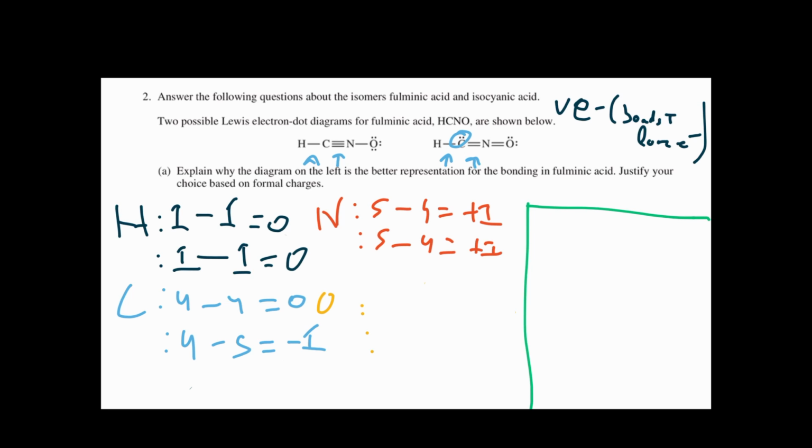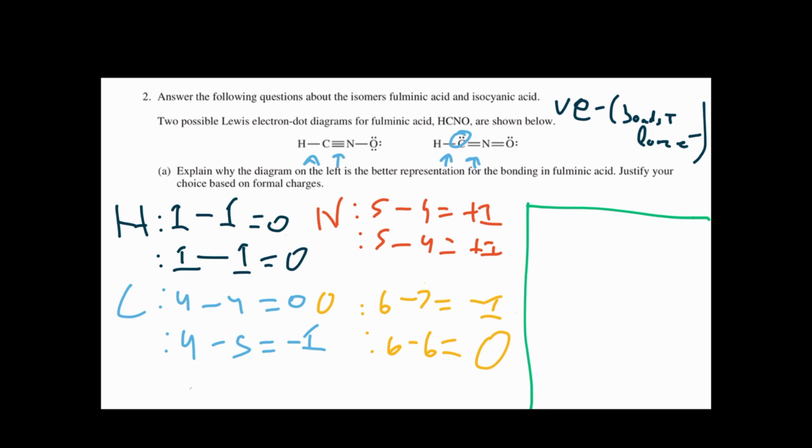Now let's look at oxygen. This one will probably change. We know that oxygen starts with 6 valence electrons. We see here that we have 6 electrons from lone pairs and 1 single bond. So 6 plus 1 is 7. We're going to subtract 7. We see that oxygen's formal charge is -1. Let's go to the second. We see that oxygen has 4 electrons from 2 lone pairs plus a double bond, so 4 plus 2 equals 6. We're going to subtract 6 and we get 0.